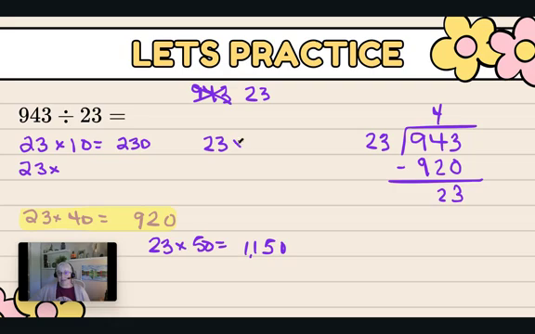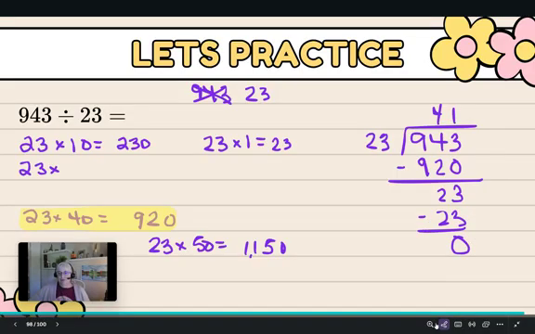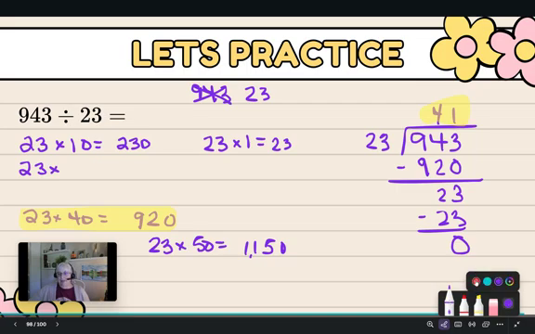And I know that 23 times 1 equals 23. The 1 is in the ones place. So above the ones place, I write the 1 here, keeping everything organized. 1 times 23 is 23. We subtract, we know that 23 take away 23 is 0. So here we have our answer, right here. 943 divided by 23 is 41. Did you get 41?